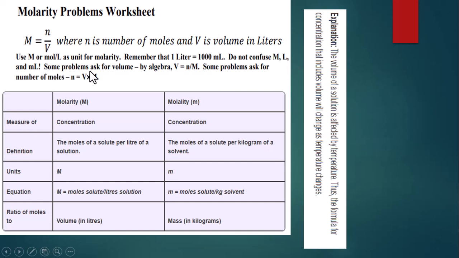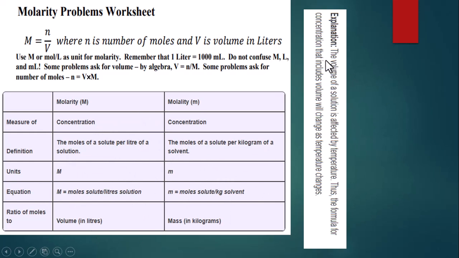Do not confuse mL and M. Some problems ask for volume by algebra. Volume equals n divided by M. We can see that here. Volume is equal to n divided by M. Some problems ask for the number of moles, and the number of moles is the product of volume and molar concentration of a solution. And then we have these things here. Okay, that is fine. We have dealt with many of these.